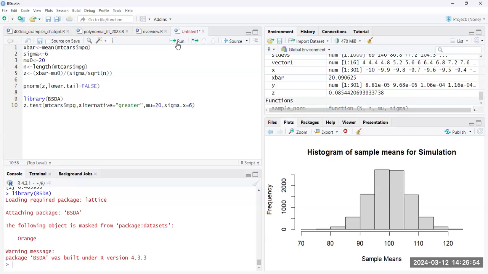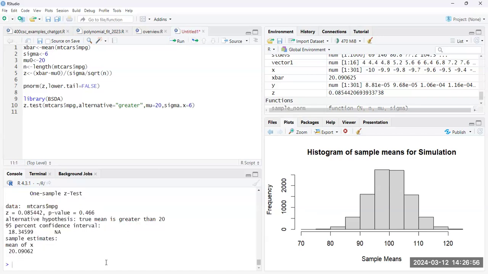And if we run this, we get our z-test here, and we get the same p-value rounded to 3 decimal places that we got here. Our mean here is provided, the mean of our sample. And this confidence interval appears to be a one-sided 95% confidence interval.